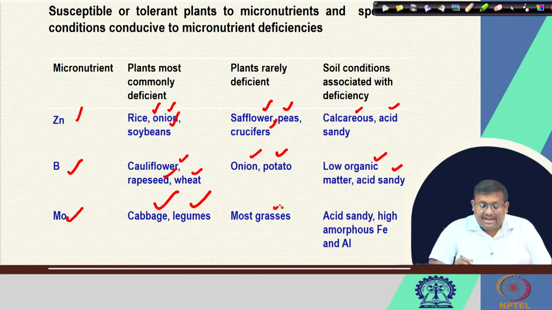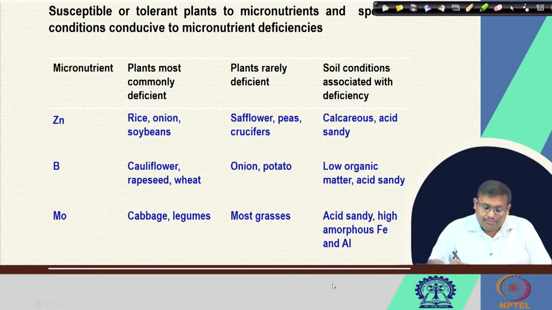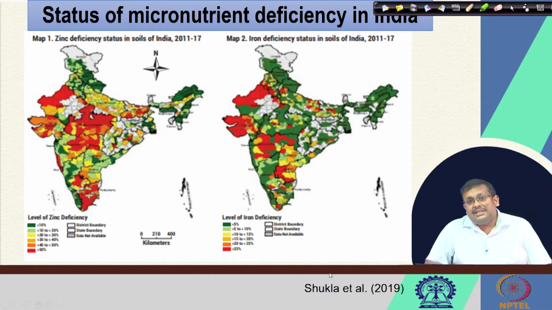However, most grasses do not show any molybdenum deficiency. Soil conditions which are associated with the deficiencies are acidic sandy soil, high amorphous iron, aluminum content. So, these are some of the conditions where you can expect some molybdenum deficiency. Now, if we see the status of micronutrient deficiency in India, this map shows the level of zinc deficiency and this map shows the level of iron deficiency.